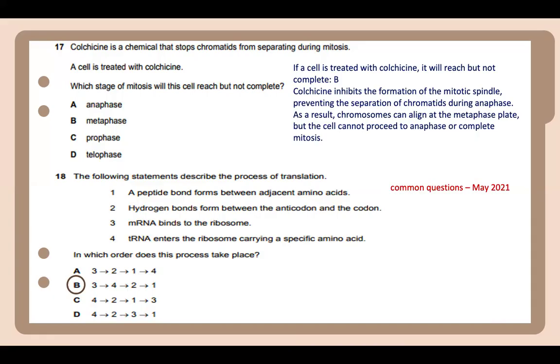Question number 18 is already repeated in May 2021. The following statements describe the process of translation. In which order does this process take place? First, mRNA binds to a ribosome, followed by tRNA entering the ribosome carrying a specific amino acid, and then hydrogen bonds form between the anticodon and the codon, and finally a peptide bond is formed between adjacent amino acids.